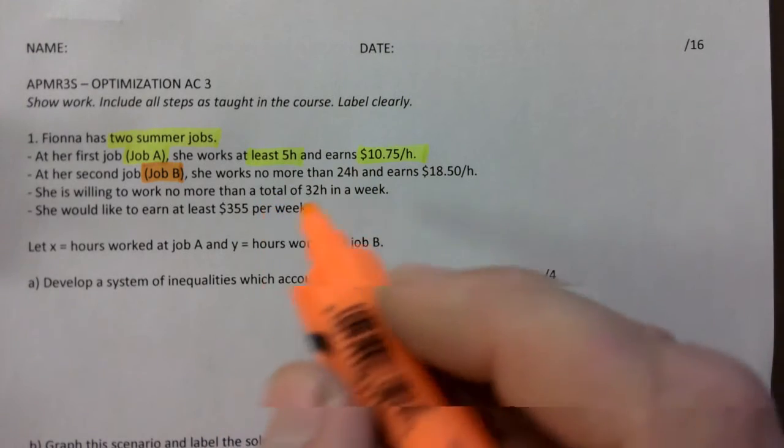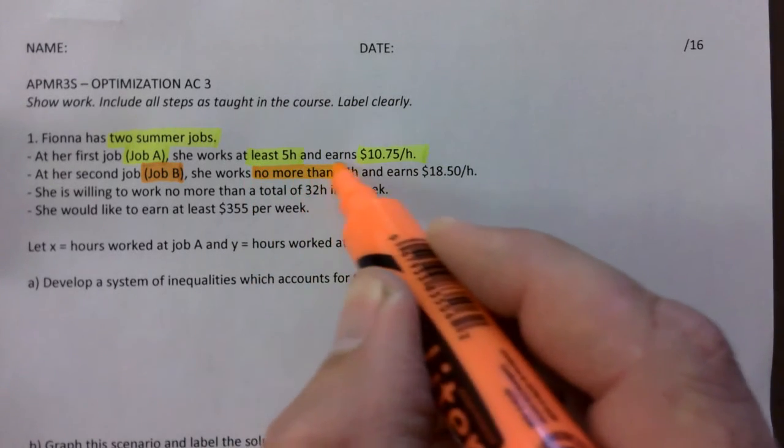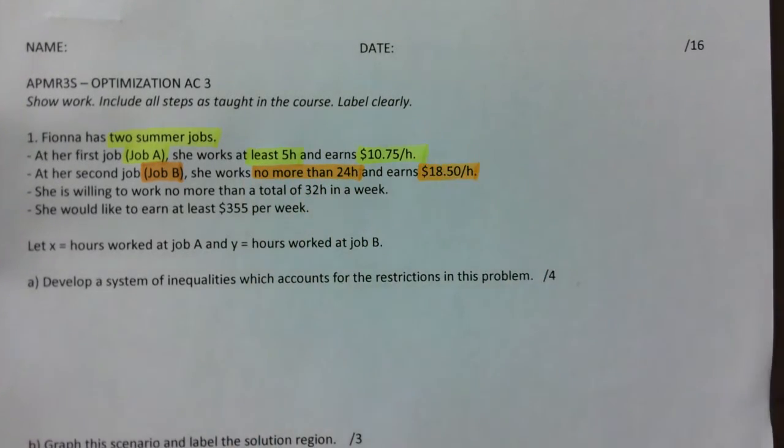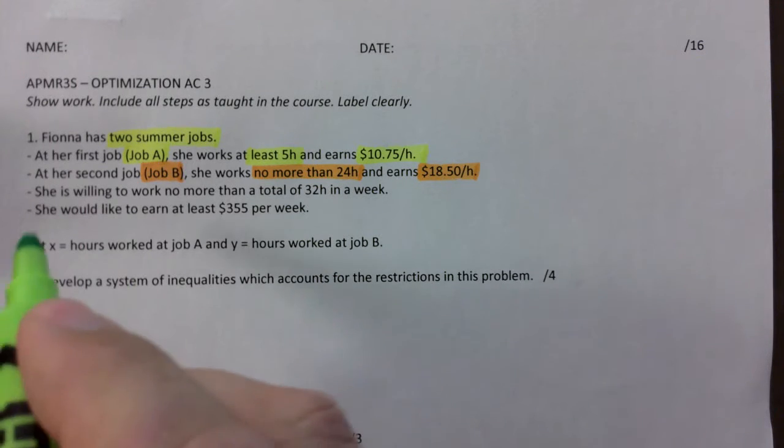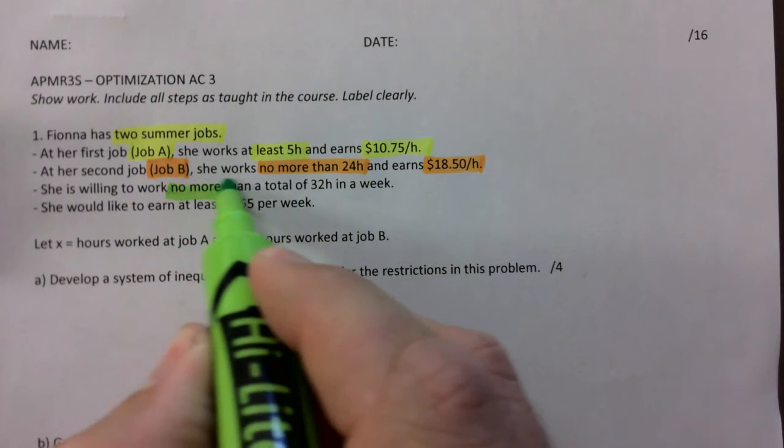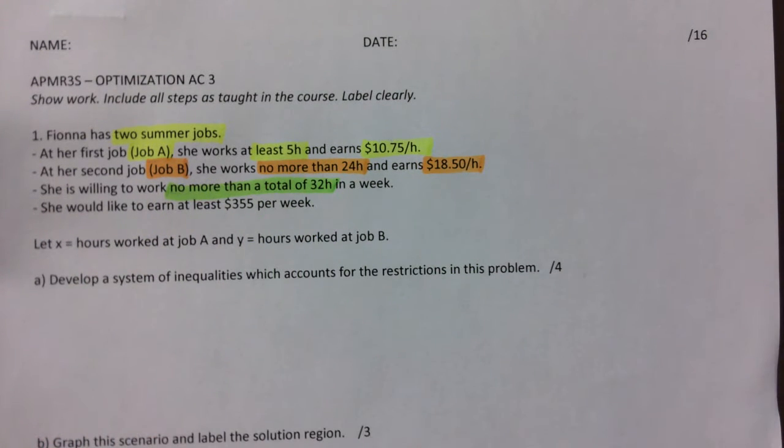Job B, you work no more than 24 hours and you earn 1850. So I present it a little different, right? I would normally have one bullet that is just how much each gets paid, but now I'm kind of lumping it all together. She's willing to work no more than 32 hours in a week.